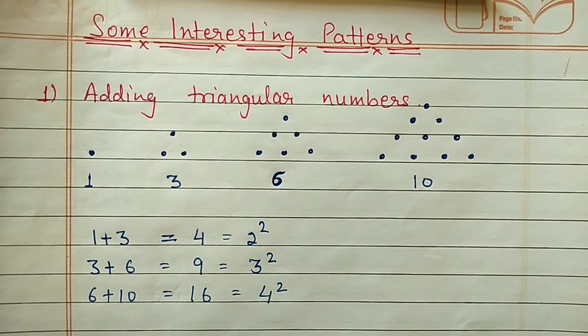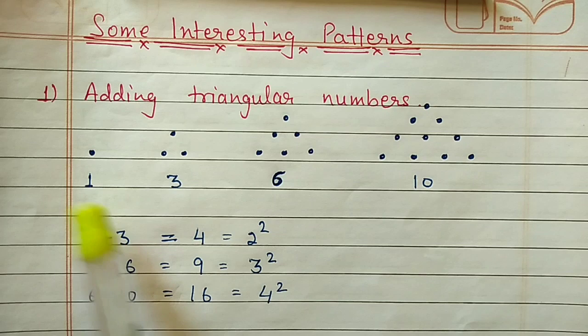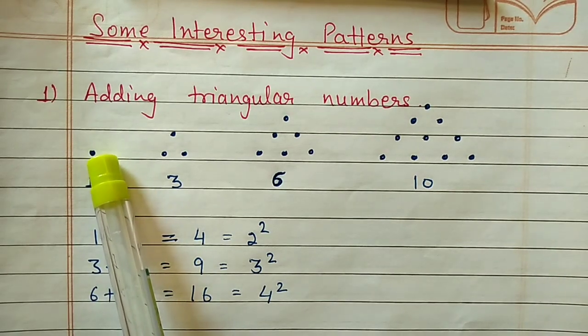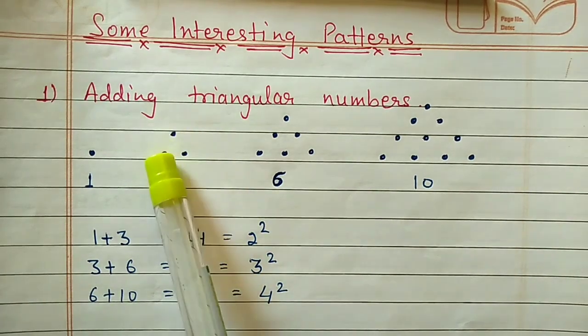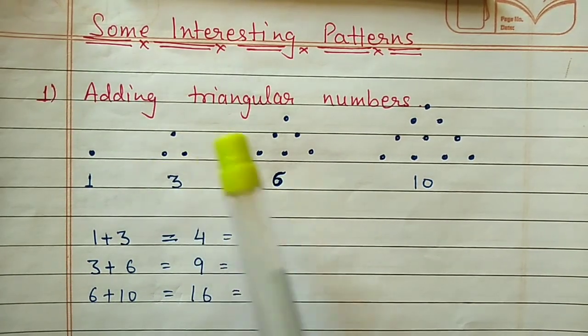After properties, we have a few patterns related to square numbers. These patterns will make our calculation easy. The first one is adding triangular numbers. First of all, you should know about triangular numbers. Triangular numbers are numbers which you can represent as a triangle. 1 we can represent as 1 dot, the smallest triangle. Then 3 means 3 dots, which we can represent as a triangle.